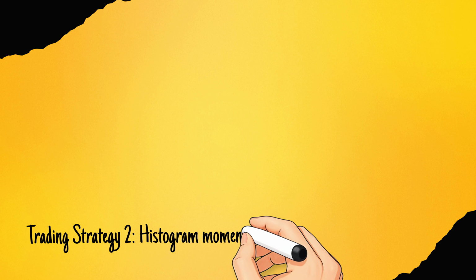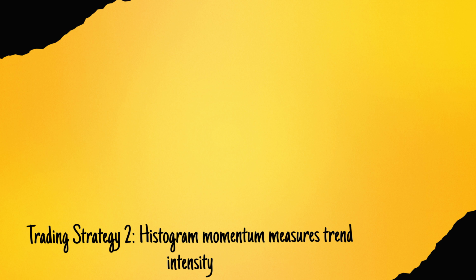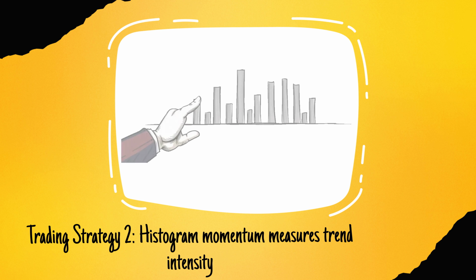Trading strategy 2, histogram momentum. The histogram tells you about the intensity of the trend. When the histogram bars are growing above the zero line, bullish momentum is increasing.